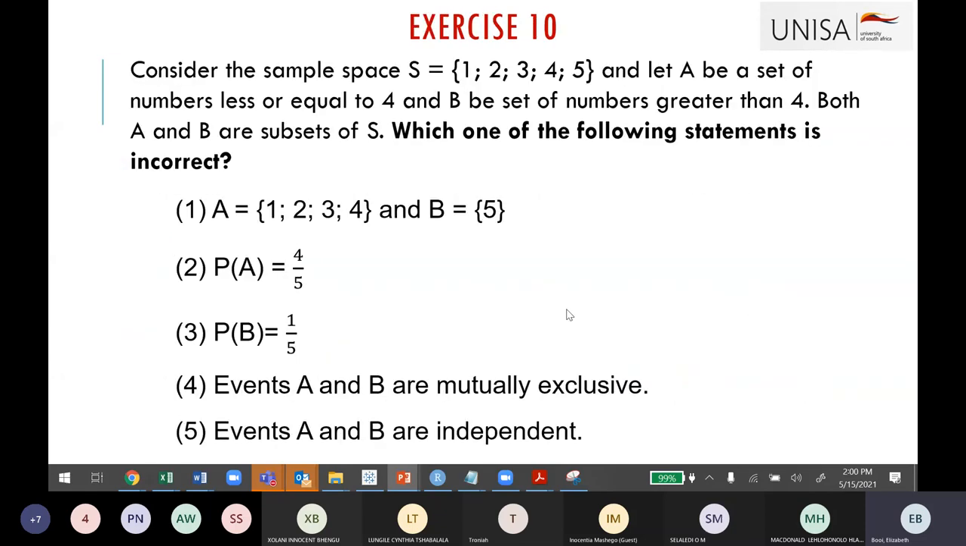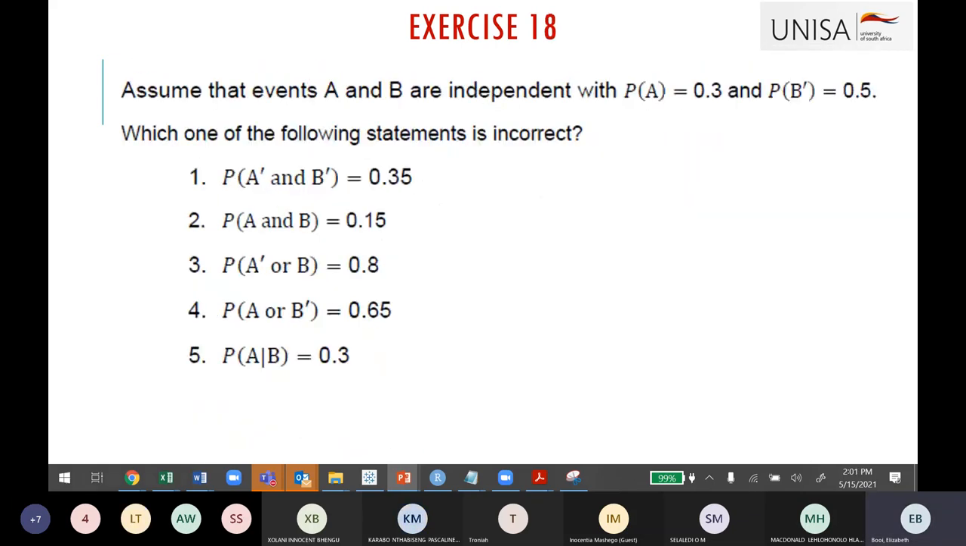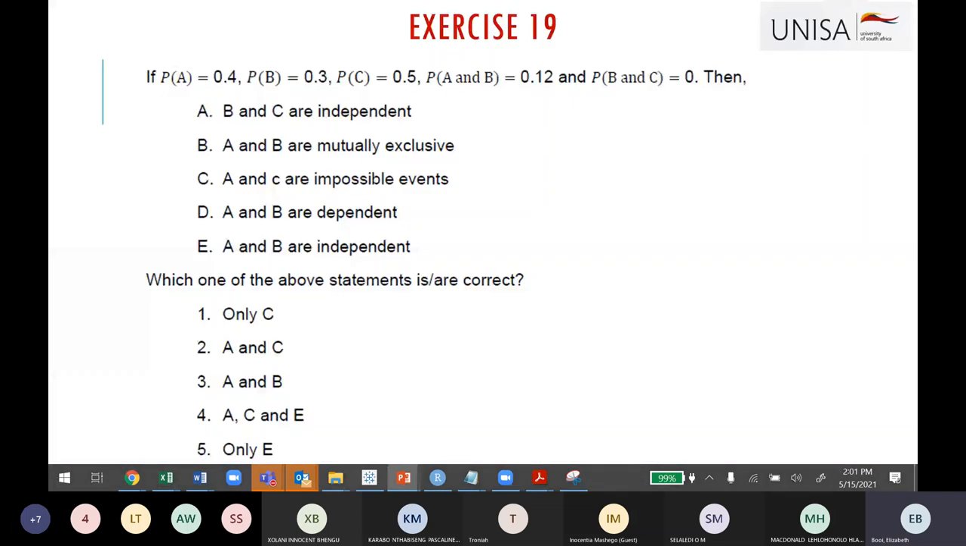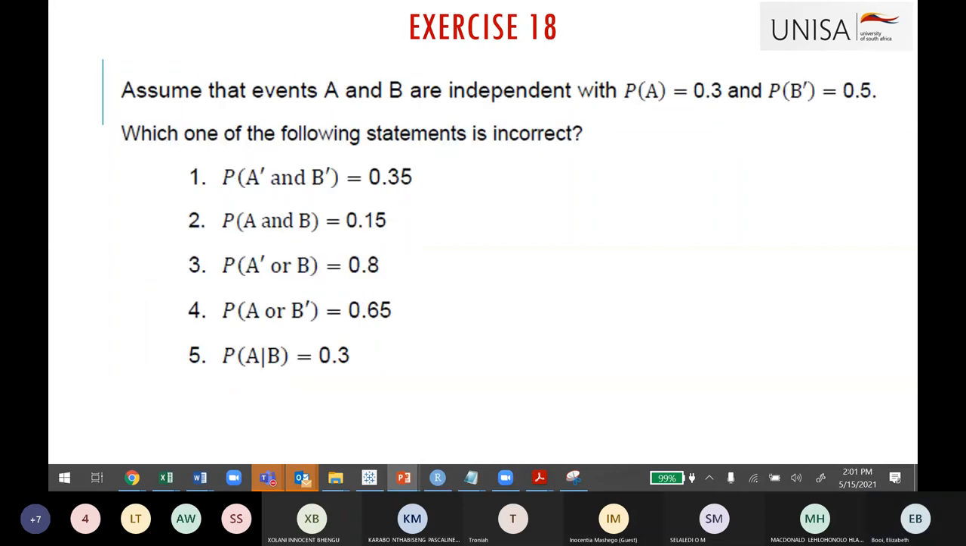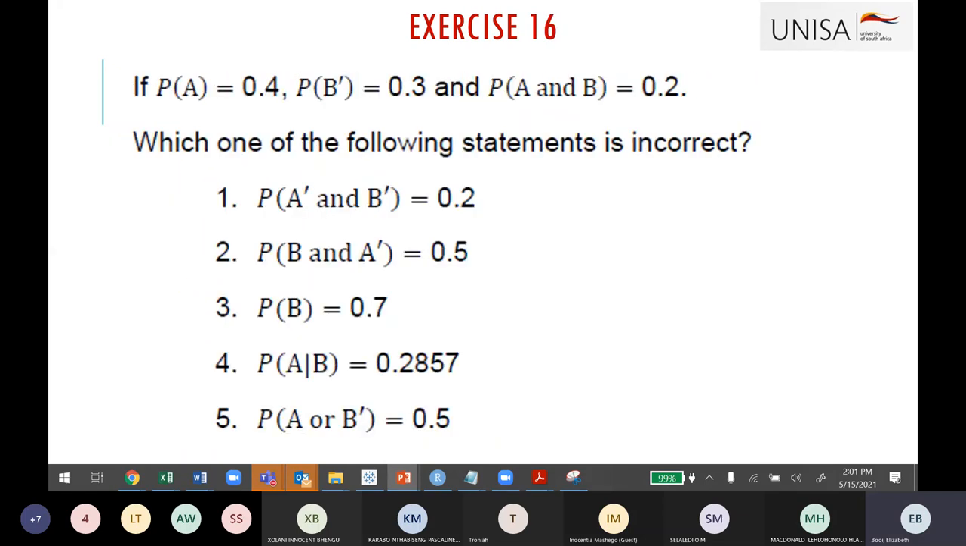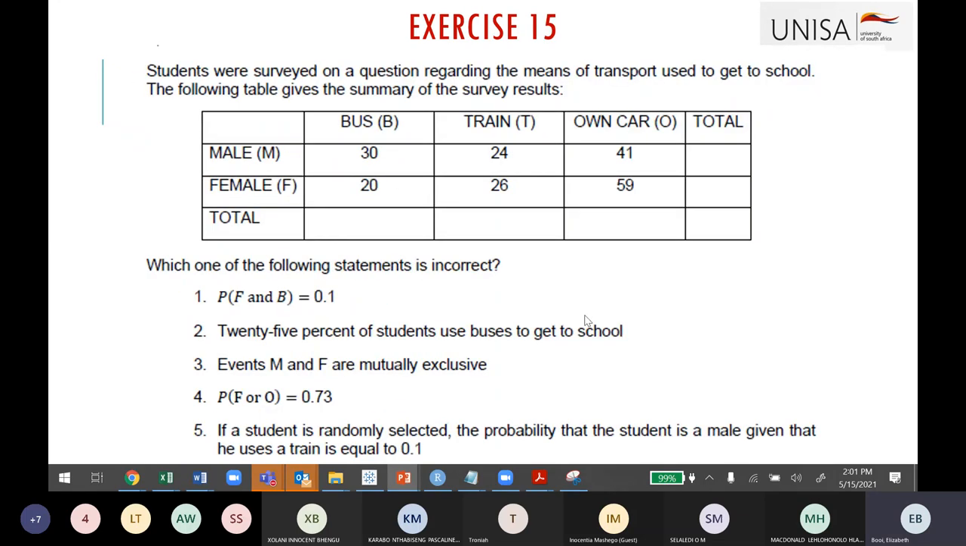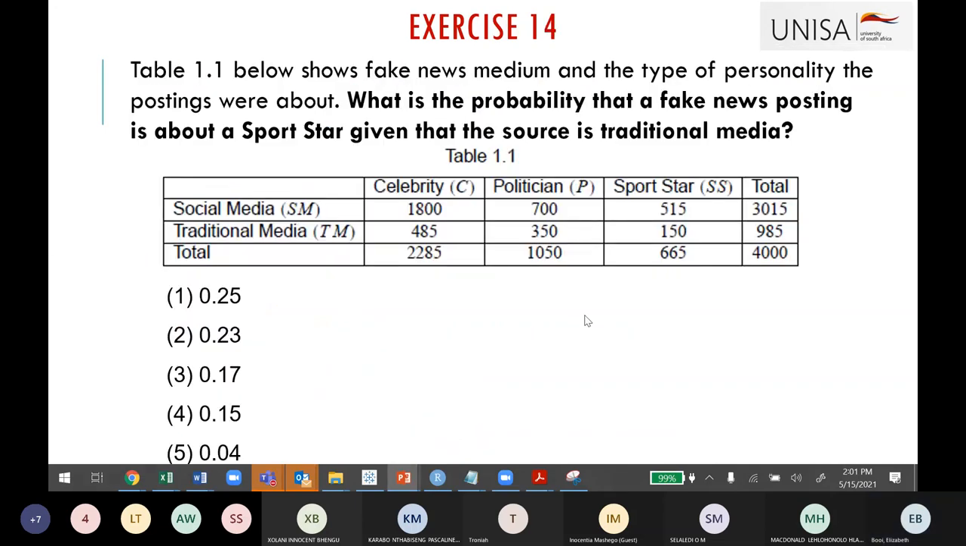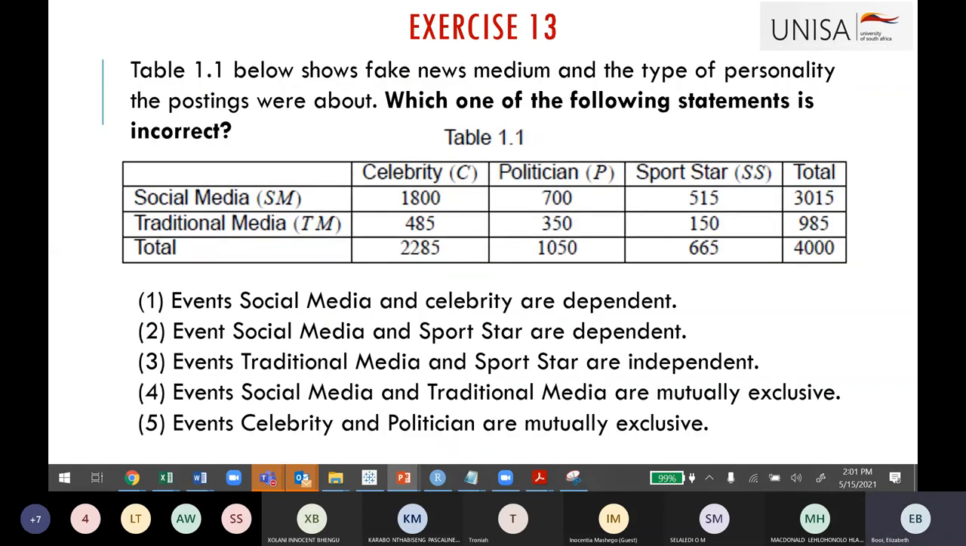So, likewise, you have activities 10 up until 19. You can work through that. If you have any questions, you can ask on WhatsApp or on myUNISA or even here on MST. So there are plenty of activities that you can do to get used to before you start answering your assignment questions.